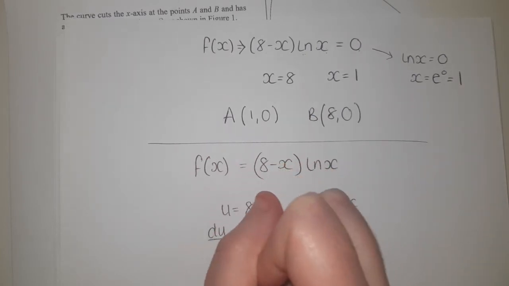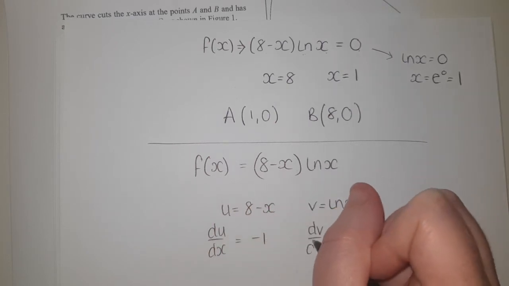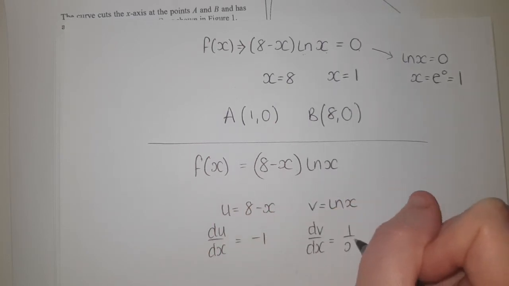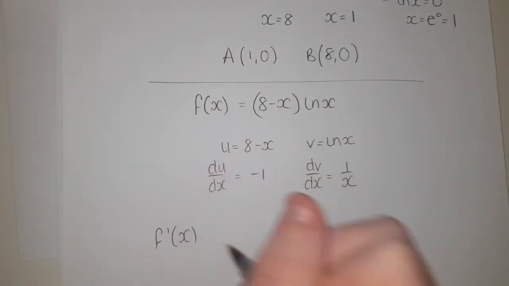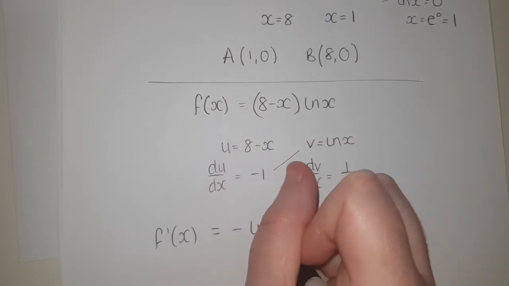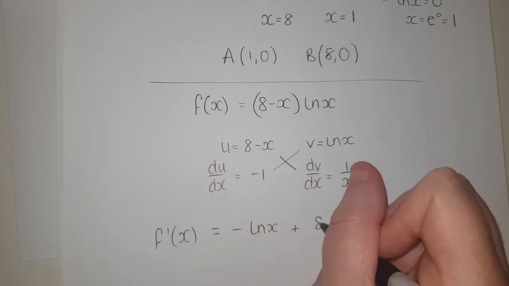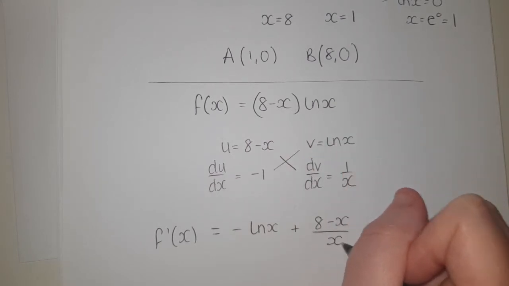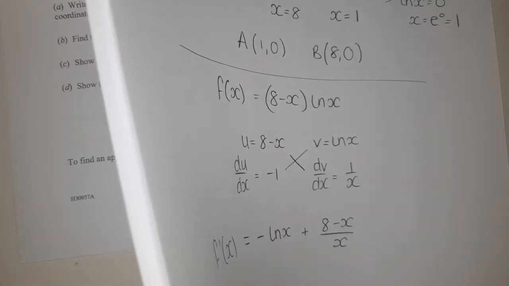So if we differentiate u, I just get minus 1. If I differentiate v, I get 1 over x. So f dash of x is v du dx, so I've got minus ln x plus u dv dx, which is just 8 minus x over x. And that's it. I've got my differential function.